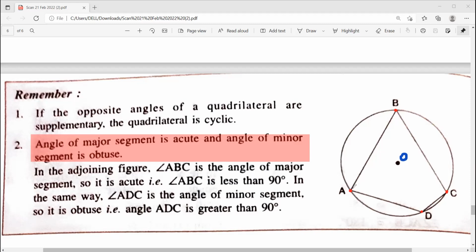Now, if you want to decide a pair of opposite angles, let us decide this pair, the angle at B and the angle at D. Now, if I ask you, if I decide these two angles, this pair of angles, then see this angle, that is ABC, and the other angle is ADC.